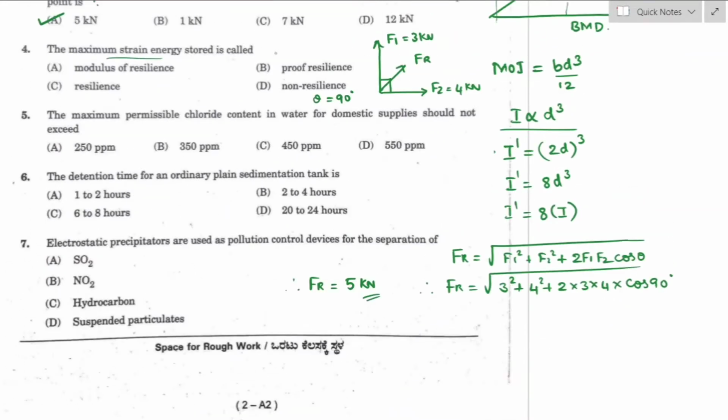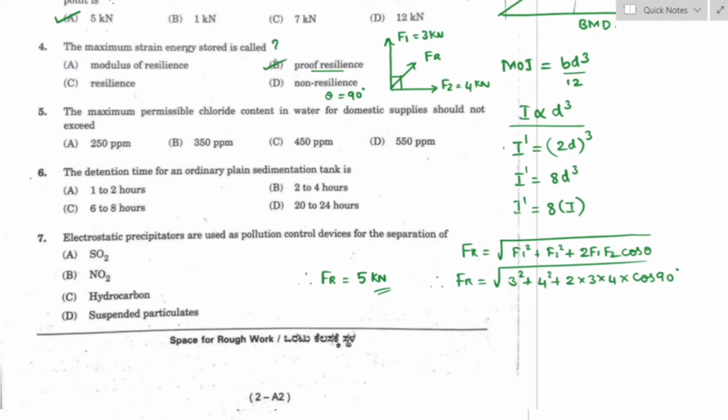Question number 4. The maximum strain energy stored up to its elastic limit is called proof resilience. Option B is the right answer. Question number 5. The maximum permissible chloride content in water for domestic supply should not exceed 250 parts per million. Option A is the right answer. Question number 6. The detention time for an ordinary plain sedimentation tank is 6 to 8 hours. So option C is the right answer.